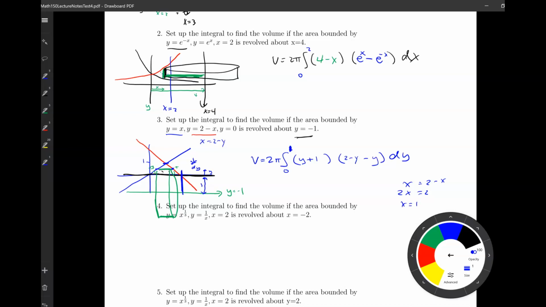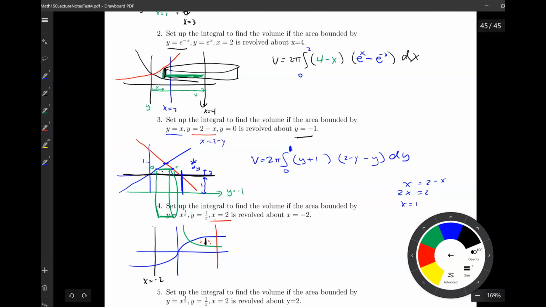All right, y equal x to the 1/3 looks like this. 1 over x. And then I'm just going to do this part because I see that I'm also going to be talking about x equal 2. So it's going to be this part of the graph over here that I'm looking at. And I'm revolving it about x equal -2, which is back here.